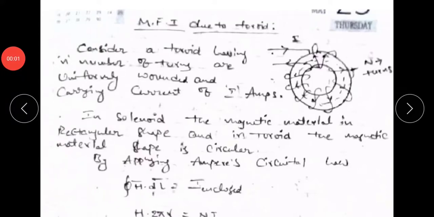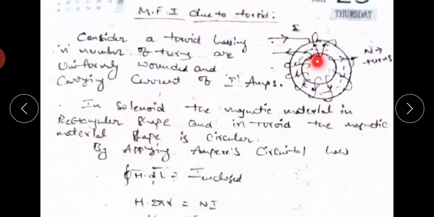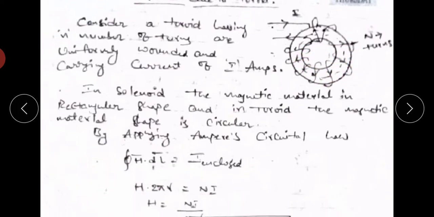Now I would like to explain about the magnetic field intensity due to toroid and magnetic force concepts. So first, magnetic field intensity due to toroid. This is the toroid construction. It has N number of turns, this is capital N, and it is carrying a current of I amperes.